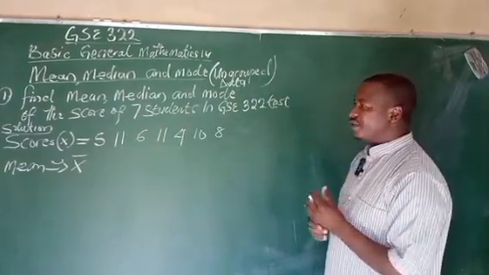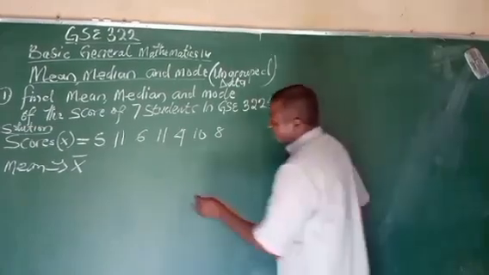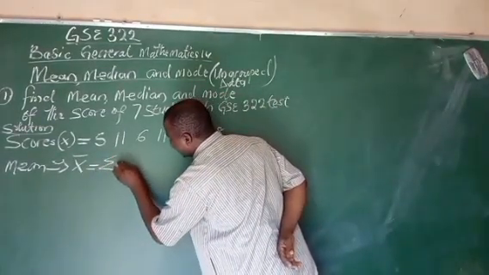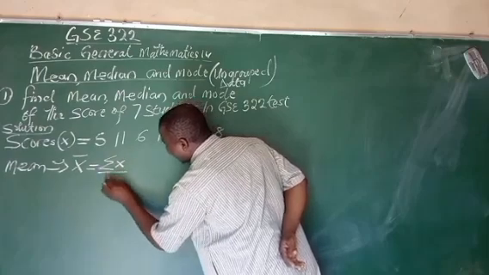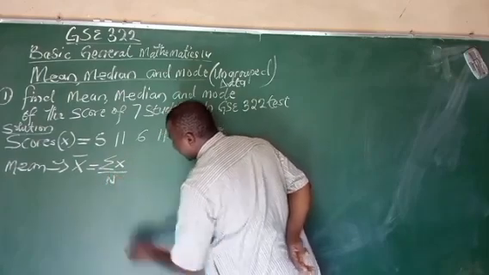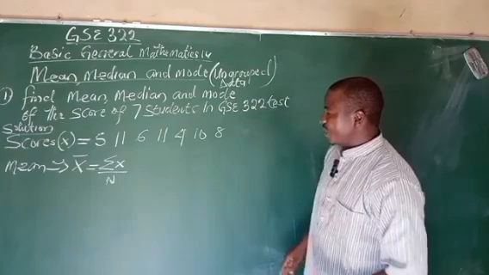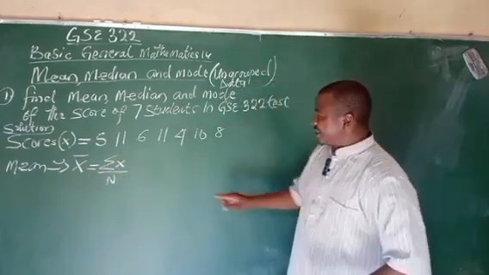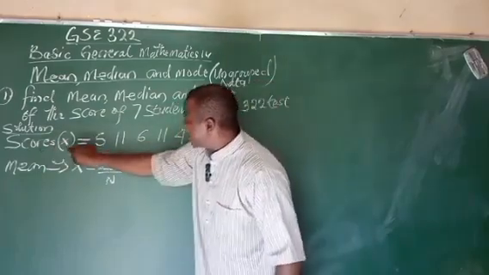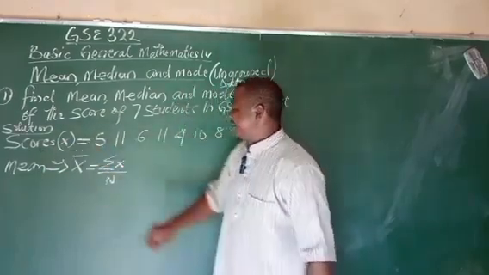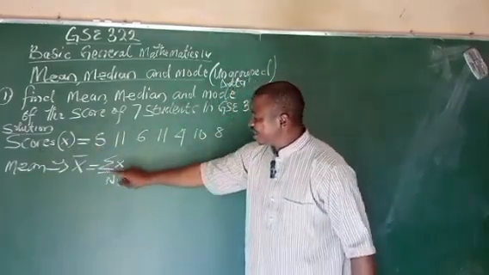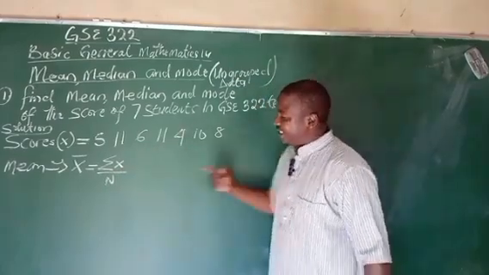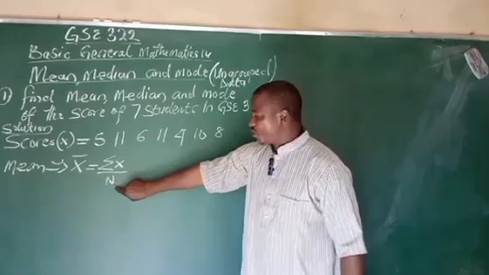So now how do we find the mean? x bar is equal to summation of x all over n. Summation of x all over n. We named the scores x. So the summation means adding all of the scores and dividing by the number of scores.